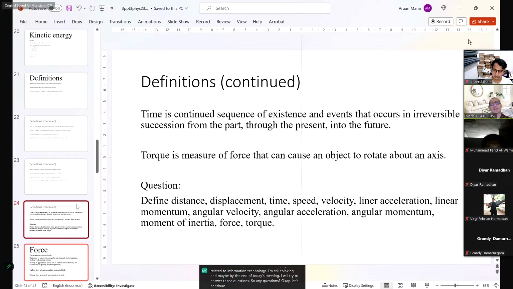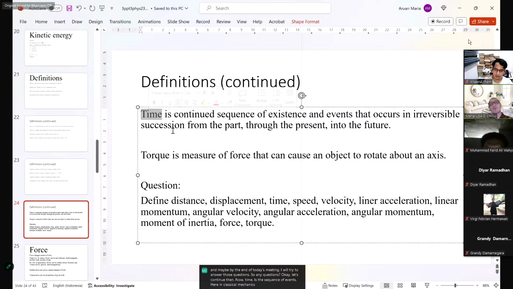Okay, let's continue then. Now, time establishes the sequence of events. Here in classical mechanics, we don't really analyze time very much. But when it comes to the special theory of relativity or general theory of relativity, then we really need to explore the definition of time. Maybe time is an extra dimension, or maybe time is something special, something specific. We really need to know what time is and how it works in physics. But in classical physics, in classical mechanics, we say that time determines what happened first and what happened next.